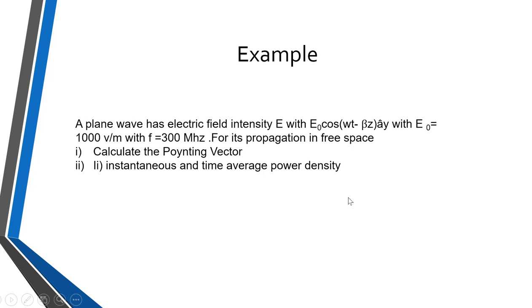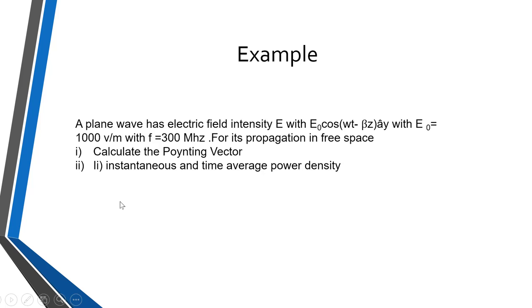We can solve one example based on the Poynting vector. The example is: a plane wave has electric field intensity E bar equal to E naught cos of omega t minus beta z in the a y direction, and E naught is 1000 volts per meter with a frequency f equal to 300 megahertz. For its propagation in free space, calculate the Poynting vector, that is P bar, and the instantaneous and time average power densities.